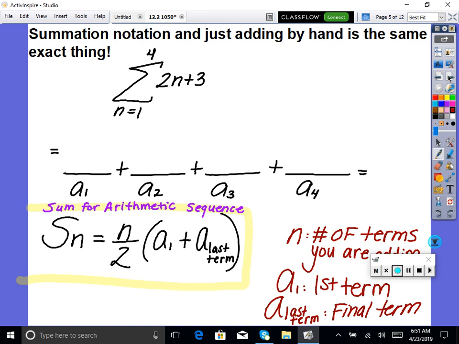Okay, so let's go the other way. If I give you something in summation notation, so right here it says find the sum from 1 to 4. That means for 4 terms, correct? Given this formula, we could write it out and do it the long way. So let's plug in. How do we find the first term? Plug in a 1, so that would be 2 times 1 plus 3, 5. Now we'll plug in a 2, which would be 2 times 2 plus 3, 7.